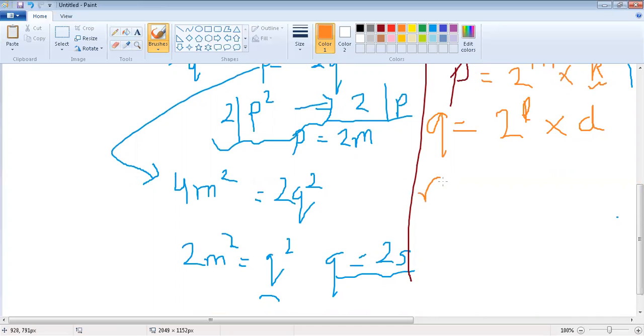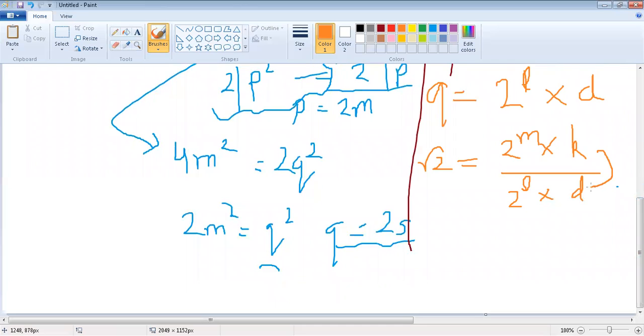So if I rewrite the question as 2 power m times k by 2 power m times d, since these two are rational, we can eliminate these two for some time. Now, first case, we assume m is greater than l.